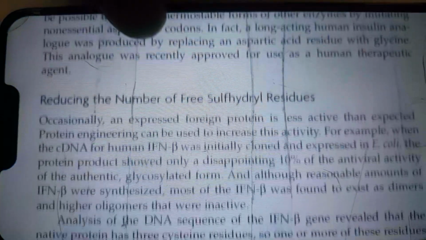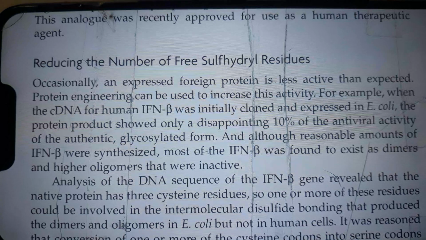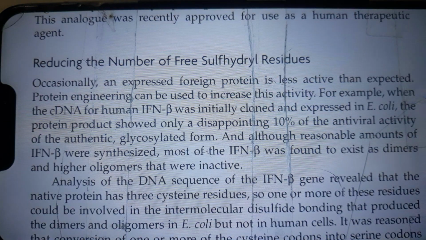The next topic is about reducing the number of free sulfhydryl residues. Occasionally, an expressed foreign protein is less active than expected. Protein engineering can be used for increasing this activity. For example, when the cDNA for human IFN beta, interferon beta, was initially cloned and expressed in E. coli, the protein product showed only a disappointing 10% of the antiviral activity of the authentic glycosylated form, and although reasonable amounts of interferon beta were synthesized, most of the IFN beta was found to exist as dimers and high oligomers that were inactive.